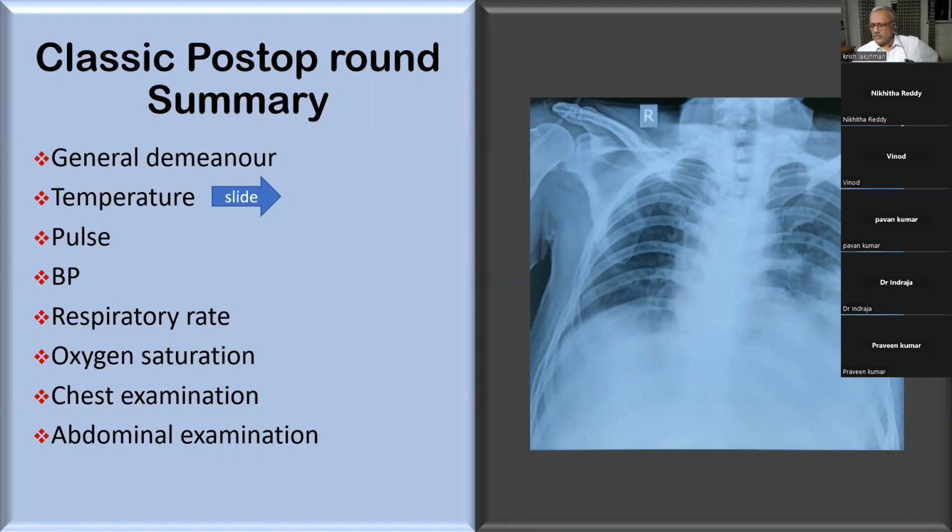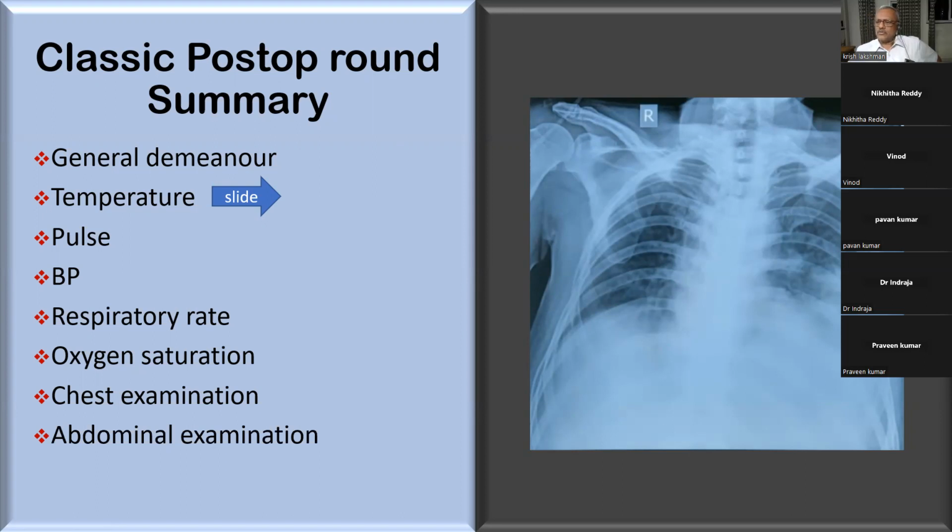So what are the possibilities here? Maybe atelectasis. Atelectasis, will it give you such a nice classical distribution of opacity? It doesn't. It'll be a little more diffuse. It's probably pneumonia already coming in there. Okay. What is the other possibility?